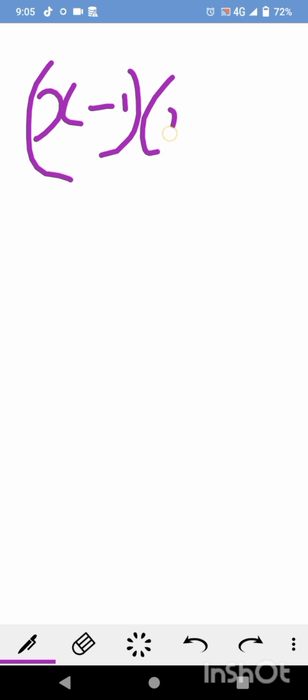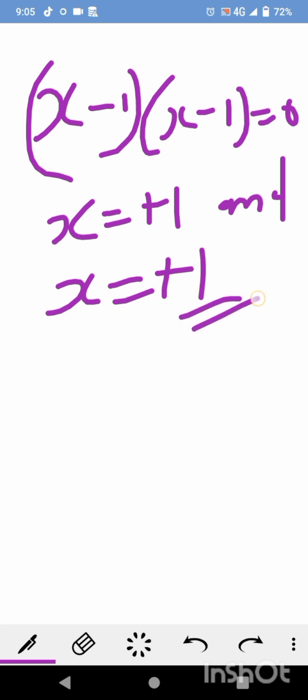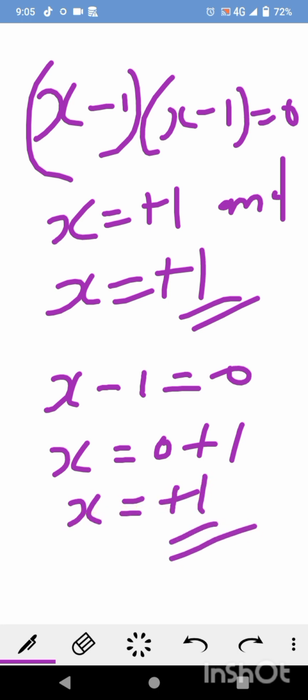Okay, we continue solving. So we have x minus 1 and x minus 1 equals 0. From here, x will be equal to plus 1 and x will be equal to plus 1. Both will be plus 1. It's plus 1 that when substituted in that bracket will give you the bracket equal to 0. Or you can see, if we equate it to 0 and solve, we'll have x equal to 0 plus 1, which eventually gives you plus 1. So that's how it's obtained.